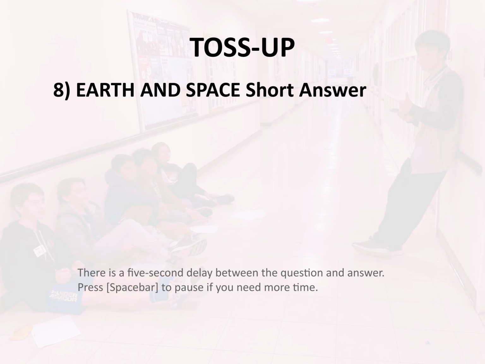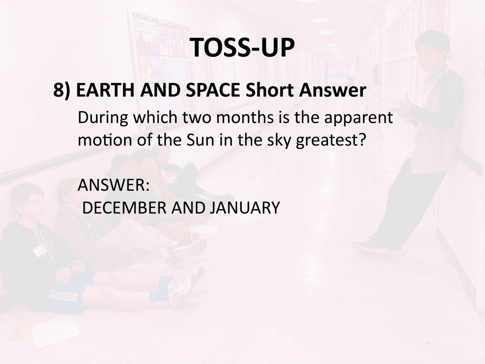Toss-up 8. Earth and space. Short answer. During which 2 months is the apparent motion of the sun in the sky greatest? Answer. December and January.